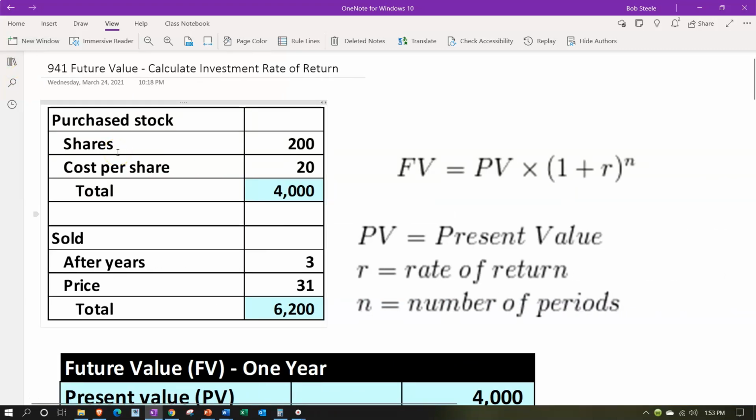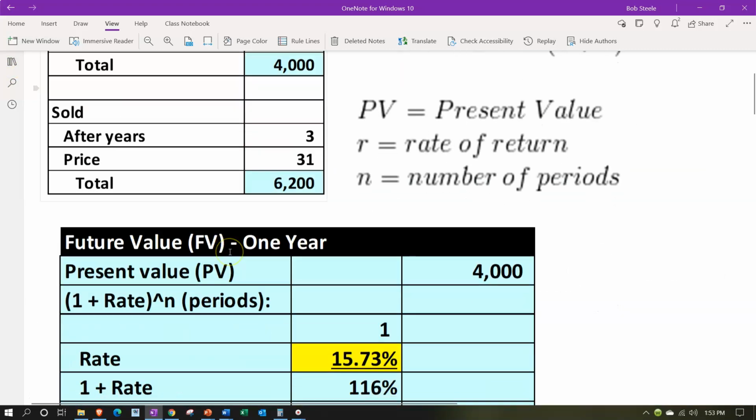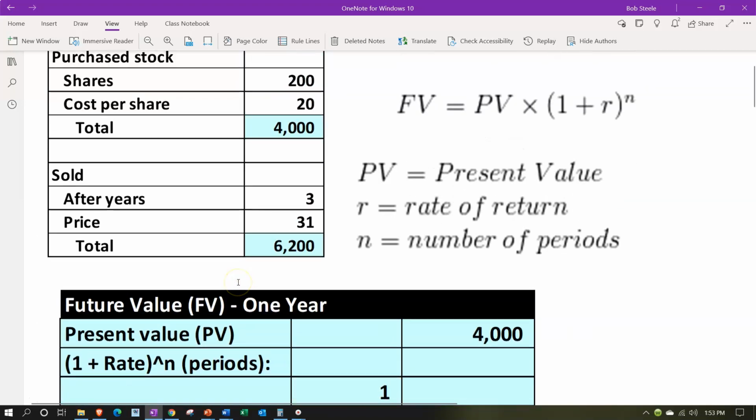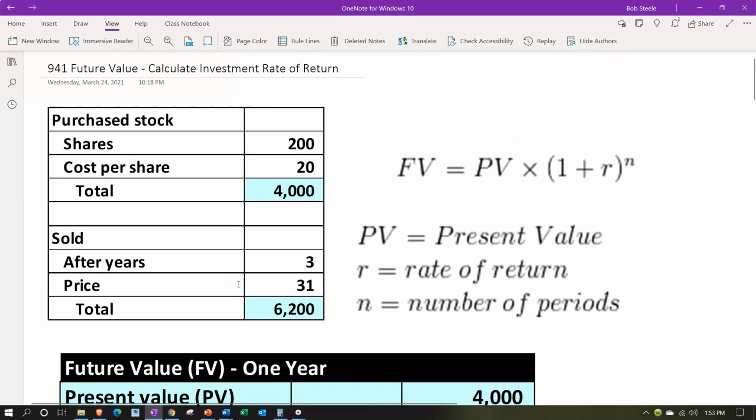Our information is going to be up top, and then we're going to use that information to populate the problem on down below. We're going to be doing a future value type of calculation we have seen in the past, but this time we're going to be solving for some factor other than the future value, meaning we're going to use this formula to solve, in this case, for the rate. So we want to use the same formula, find the unknown, which will be the rate.